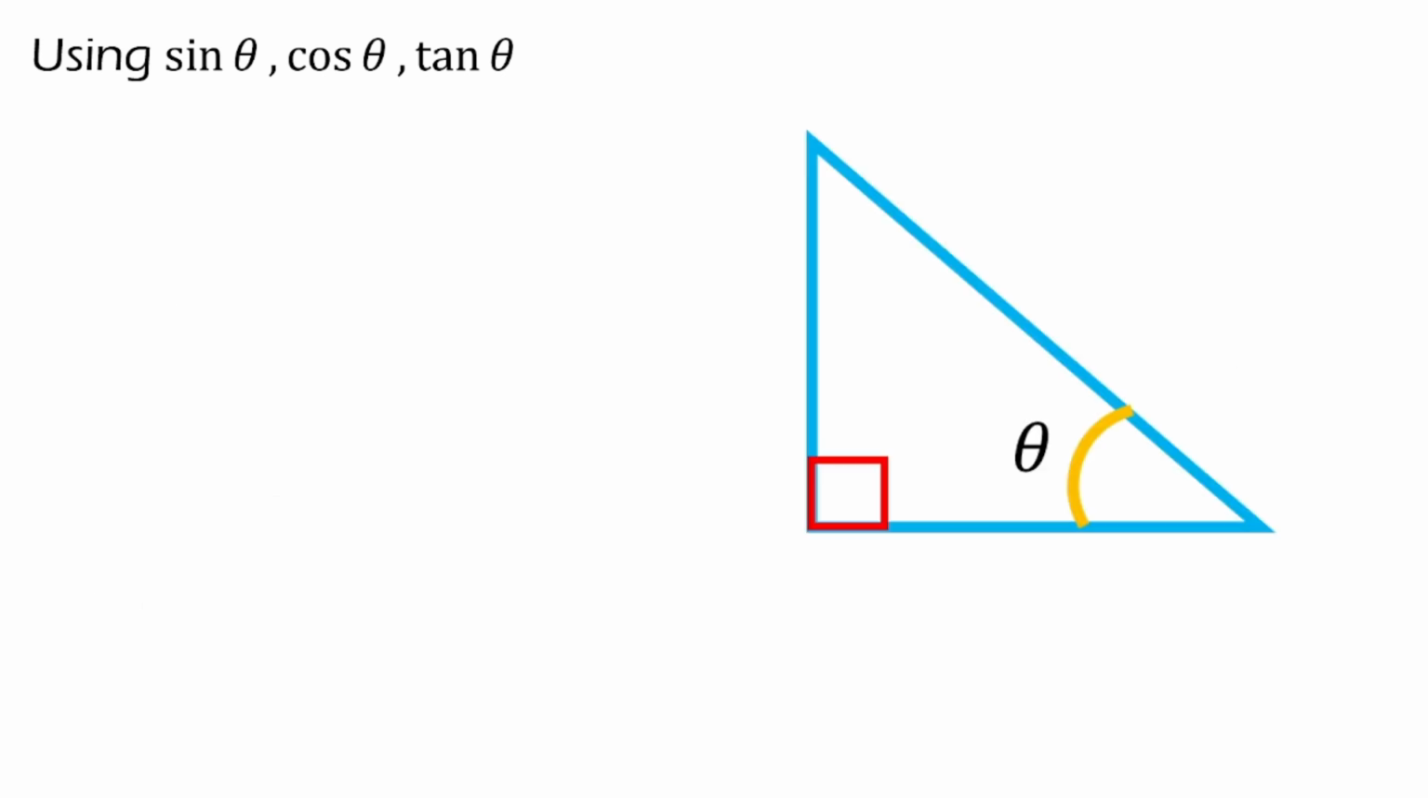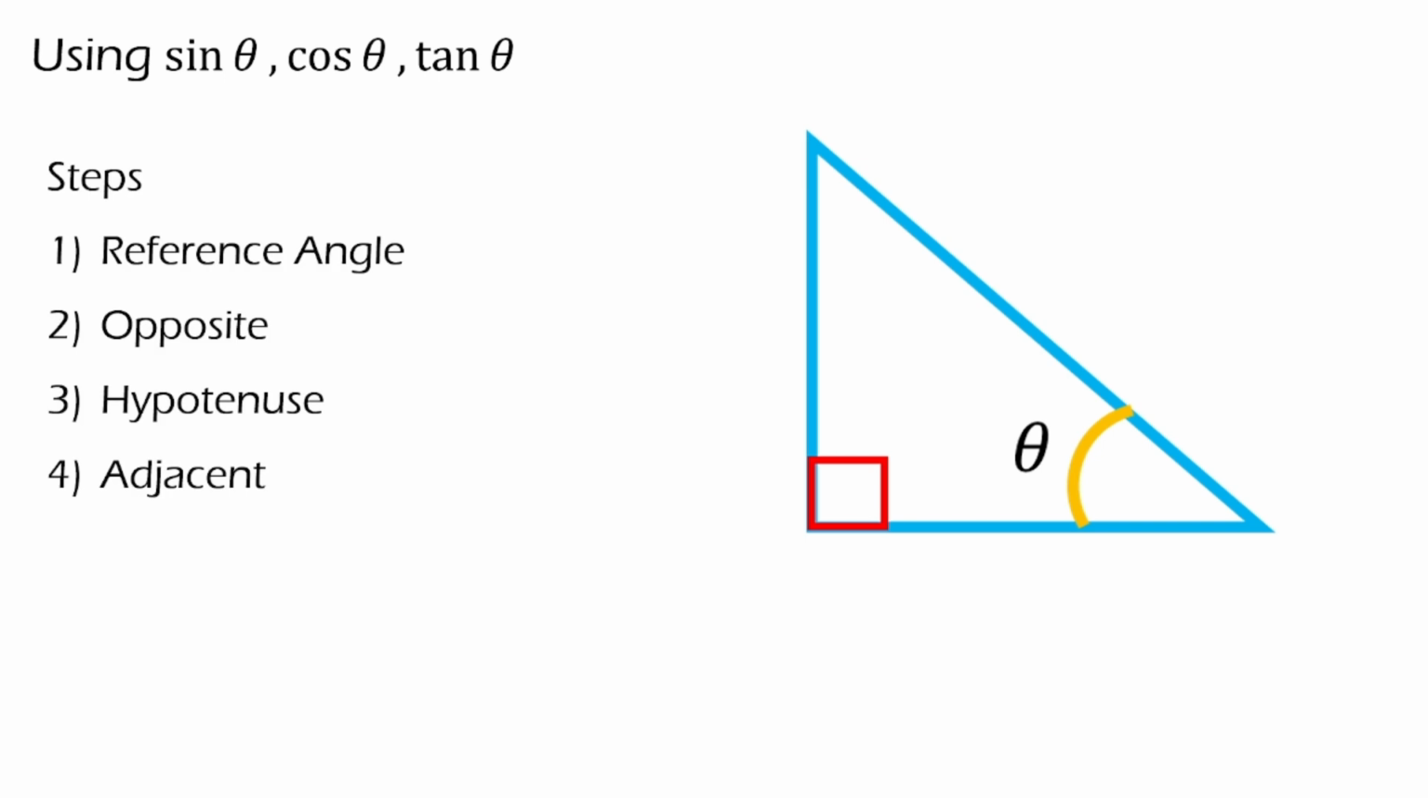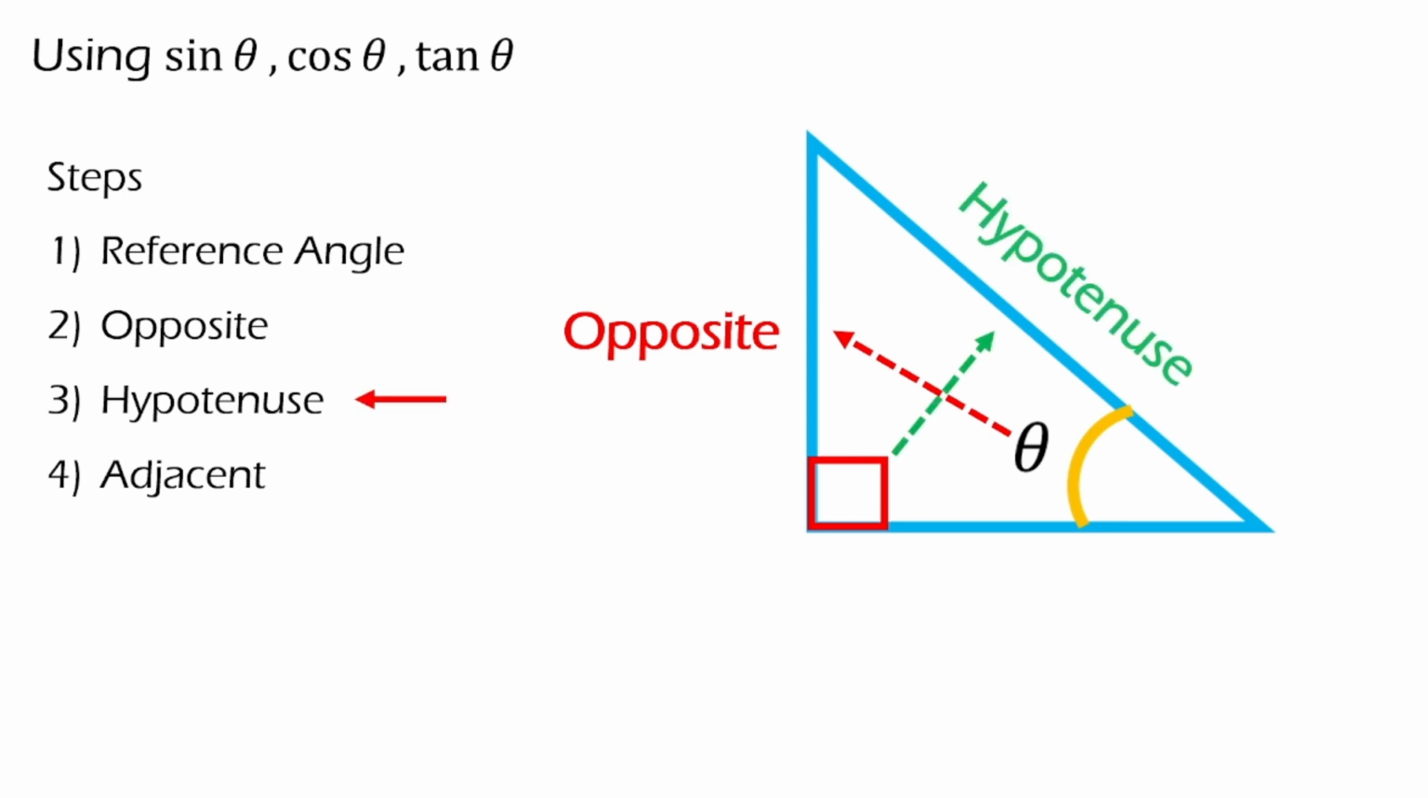Let's get started. I have listed down the steps to identify all the four elements that we discussed just now. We will start with the reference angle, which is this one, and then the opposite side, which is directly opposite the reference angle. The next one will be the hypotenuse, which is the longest side of a triangle. We can know this by looking at the side opposite the 90 degree angle. The remaining side, we'll put as adjacent. As simple as that.